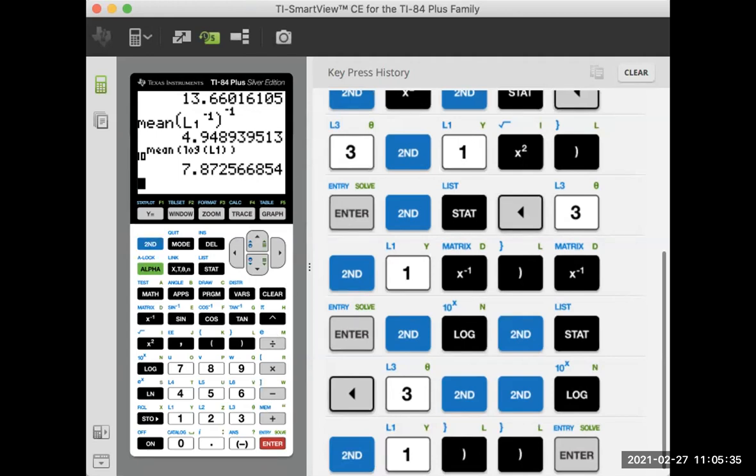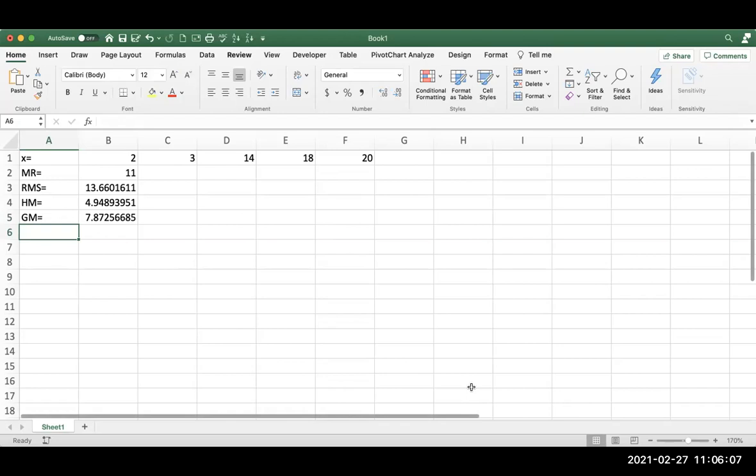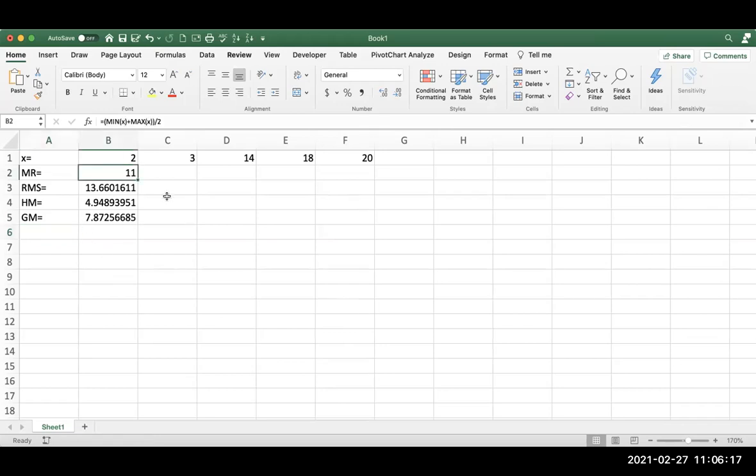Let me go to Excel. So let's find the geometric mean. And again, I stored all my data values in X. So geometric mean: 7.872566855. So, before going on to Mathematica, notice the following. I'll say it at the end.